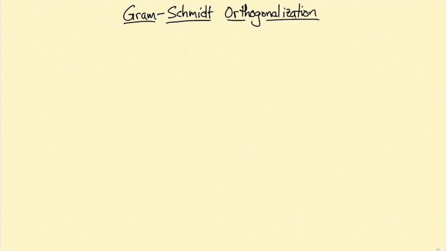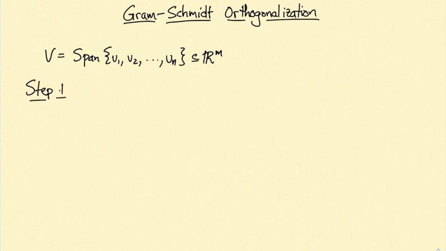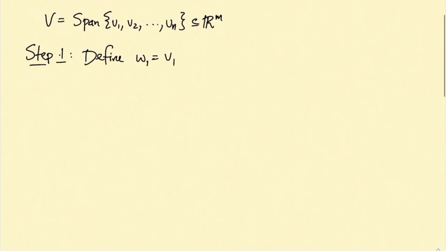Now that we know how to perform orthogonal projection, we're going to use this information to outline an algorithm for computing an orthogonal basis called the Gram-Schmidt orthogonalization algorithm. So we start off with a subspace V in R^m and a basis V1, V2 to Vn for this subspace. Step 1 is to define W1 to be the vector V1.